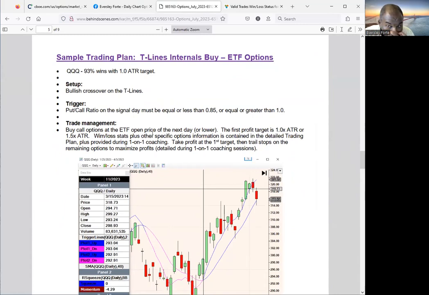Now, when we do a real coaching session, there'll be a lot more detail we go into. This is just real general. The real trading plan has more detail, has the stats, and the trade measures we go into a lot more specifically. So this is just a general reference, but in real training, we go into this in much more detail so you fully understand everything you're doing.